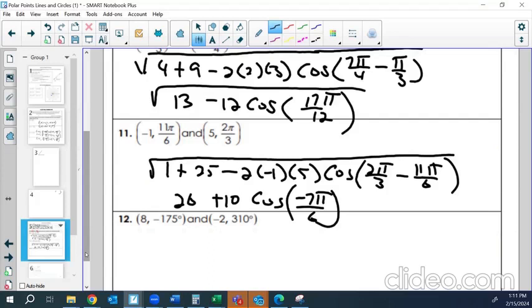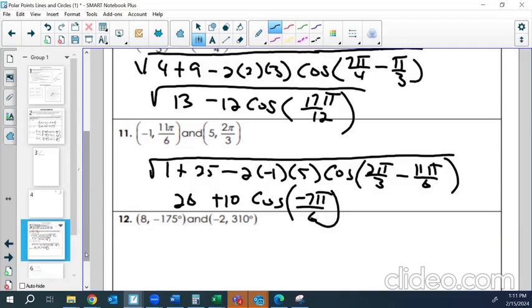The answer was 4.01. I think 4.16 is the answer. It's 26 plus 10, not minus 10, because there's a minus sign right here. -2 and -1 gives you a positive. So, all right, guys. That was yesterday's lesson to find the distance between 2 points.